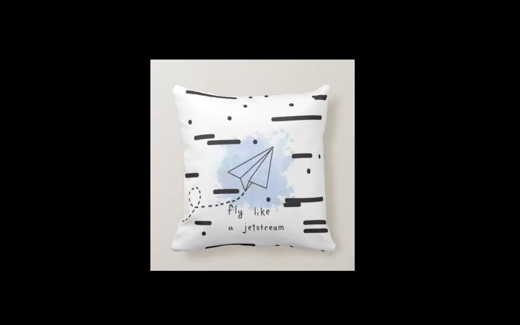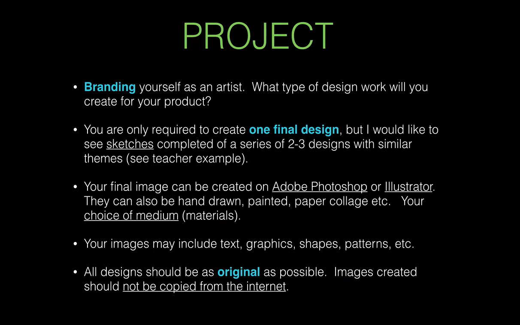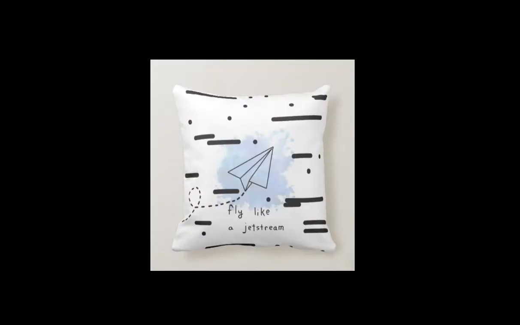So for this project, you're required to create one final design. So all I'm asking for is one final design that looks like this. However, I would like to see sketches completed of a series of 2 or 3 designs with similar themes, which I'll show you my example in a second. So your sketches might be 2 or 3 different designs with similar themes. And then you're going to be taking one of them and making that your final design, which will look like this.